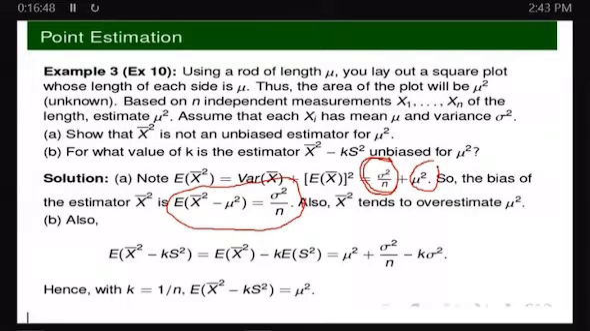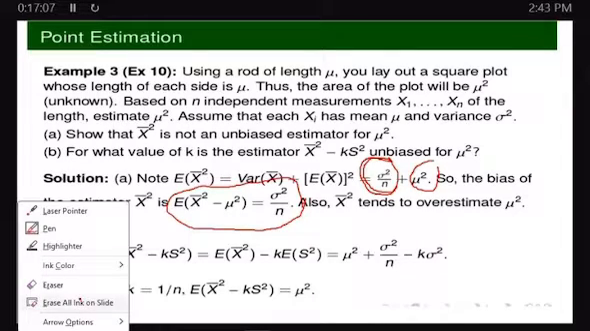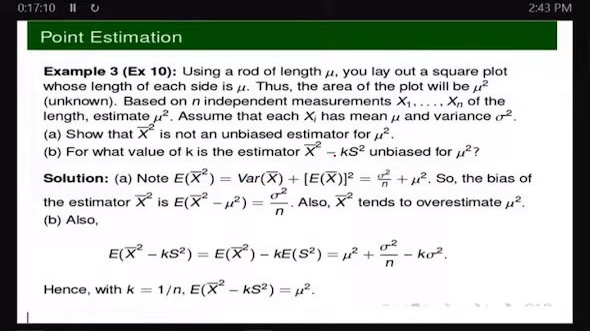So this is to tell the world that X bar squared cannot be used as an unbiased estimator for mu squared. Any question? Okay, now the next question is this. You are given this.